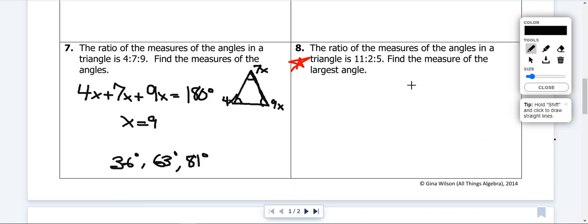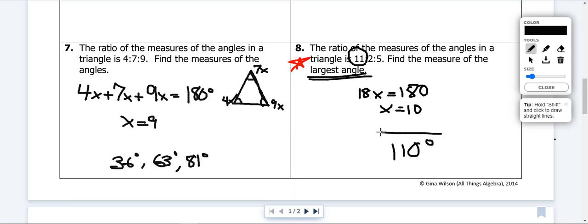So looking at problem number 8, you would have set it up so that 11x plus 2x plus 5x is equal to 180, which would give you 18x is equal to 180, or x is equal to 10. Then it was asking you to find the measure of the largest angle, which, since we know the relation to each other, has to be the 11. So 11 times 10 should have gotten 110 degrees as your largest angle. Woohoo!